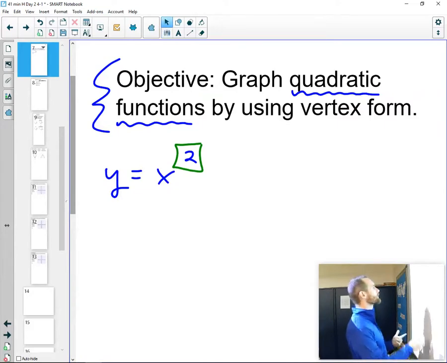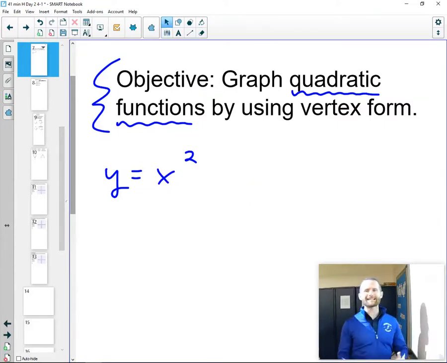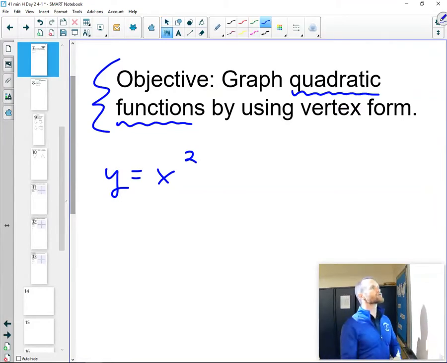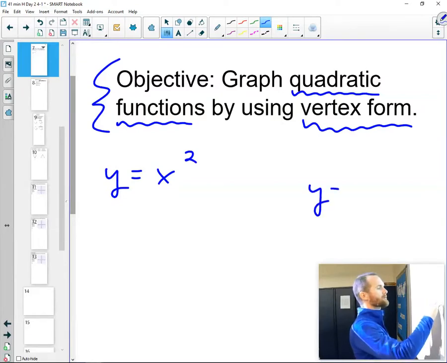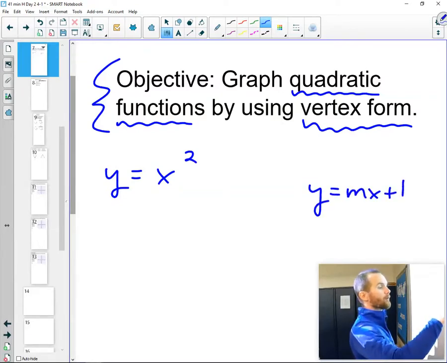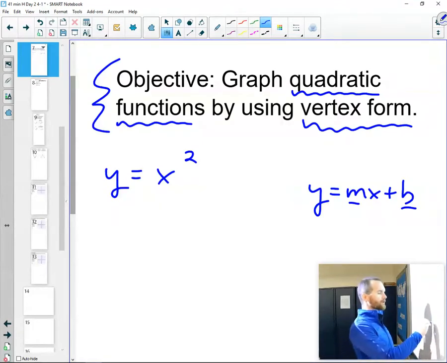And we can use what's called vertex form to graph things a little bit more easily than in other forms. So vertex form is sort of like slope-intercept form. Like if we have y equals mx plus b, which we know is slope-intercept form, we know it's going to be a line, we know m is the slope, we know b is the y-intercept, but that's not the only form for a linear function.